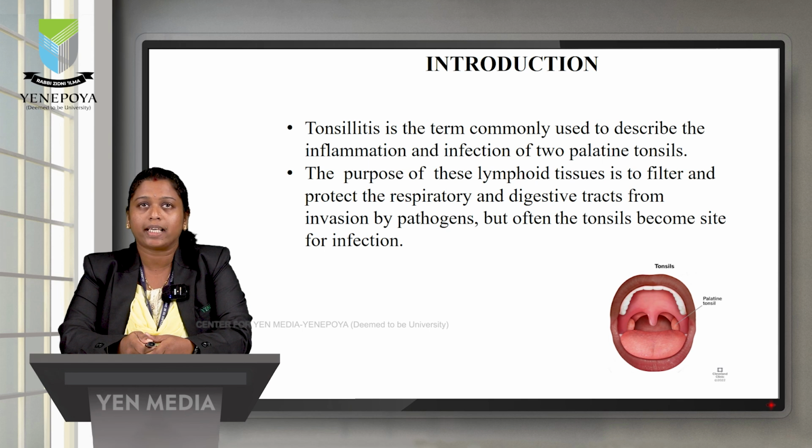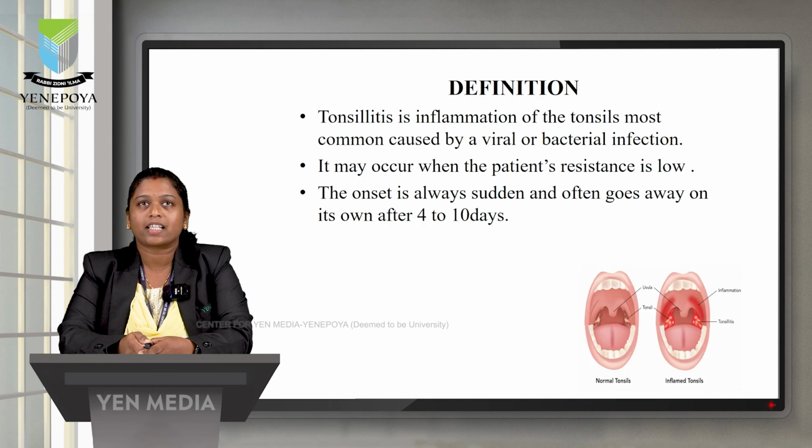The purpose of these lymphoid tissues is to filter and protect the respiratory and digestive tracts from invasion by pathogens. But often the tonsils become a site for infection. So tonsils are the two round fleshy masses present at the back of the throat, and these are part of the immune system and help the body to protect from infection. Next we'll move on to the definition.